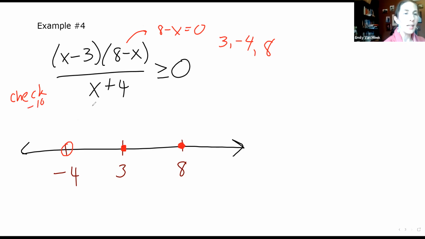So I'm plugging it in. Negative 10 minus 3 is negative 13. I'll write the real number this time, or you can just write a minus sign. Be careful here. 8 minus negative 10 is actually 8 plus 10, which is positive 18. And then negative 10 plus 4 would be negative 6.